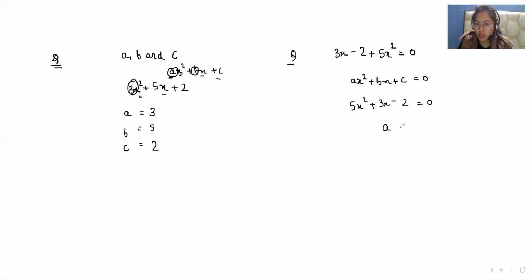So what is the value of a here? 5. And what is the value of b here? 3. And what is the value of c here? Minus 2. I hope you can find the values of variables a, b, and c easily now. Always remember the sign. Here c is minus 2. If it is in terms of addition, there is a plus sign, you can simply write it. But if there is a negative sign, mention the sign along with it.